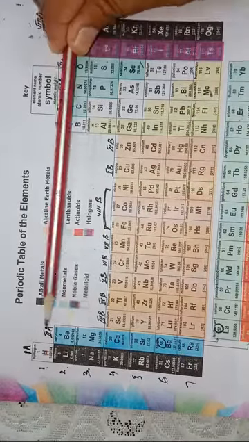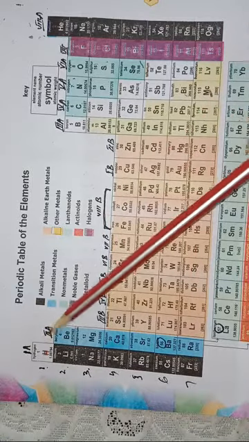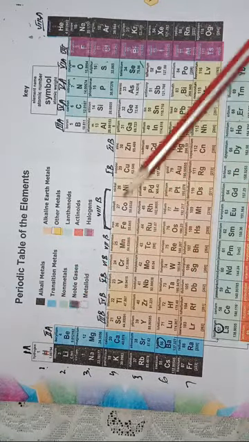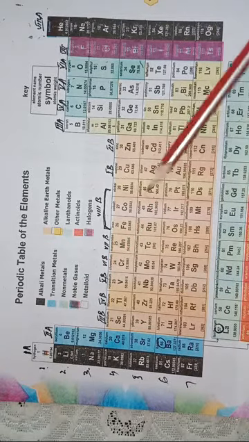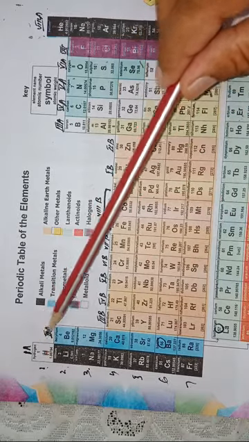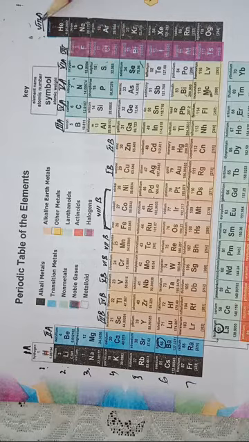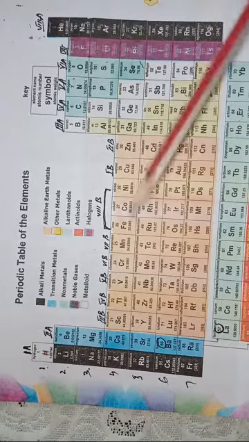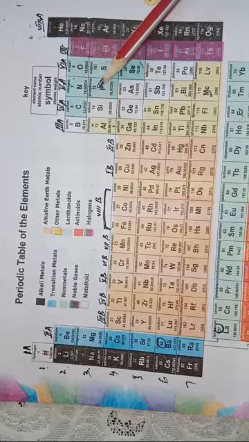Now look at this. This is the modern periodic table. These are the group A elements, and in the middle of the periodic table there are group B elements. So 1A, 2A, 3A, 4A, 5A, 6A, 7A, and 8A are the elements belonging to subgroup A, and they are called normal elements. They are also called representative elements.